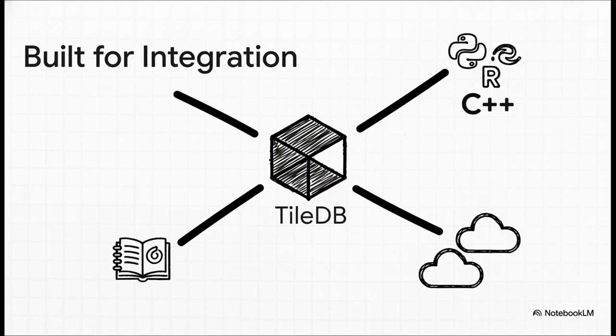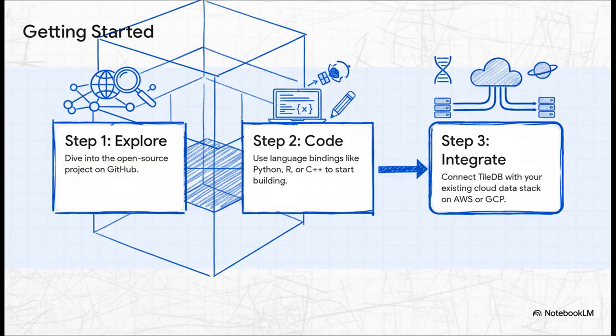It has fantastic support for Python, R, C++, so it plugs right into the languages that data scientists are already using every day. It runs on all the major cloud platforms like AWS and GCP, and it works beautifully with tools you already love, like Jupyter. And getting started is actually pretty straightforward. First, you can go explore the project on GitHub. Then, just pick your favorite language binding, Python, R, whatever, and start coding. From there, you can start integrating it with your own cloud data stack. The whole thing is designed to be accessible.